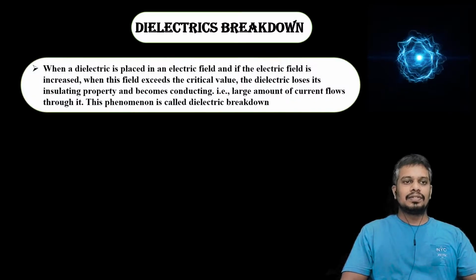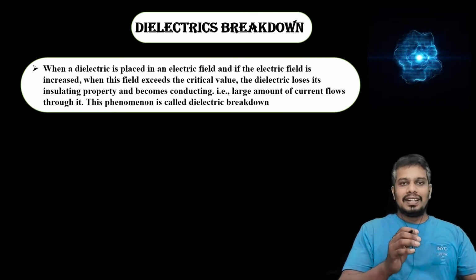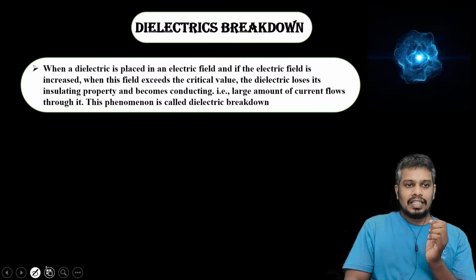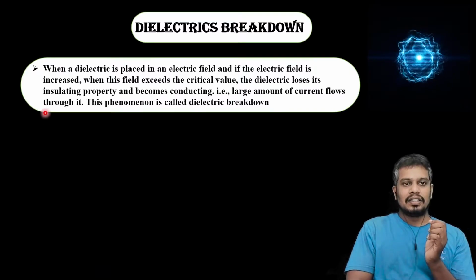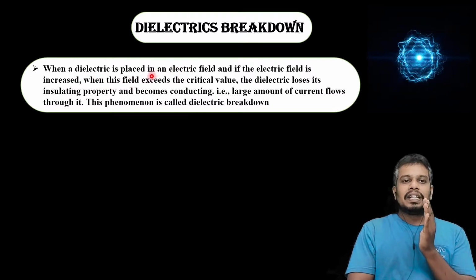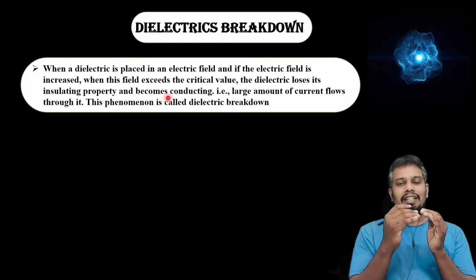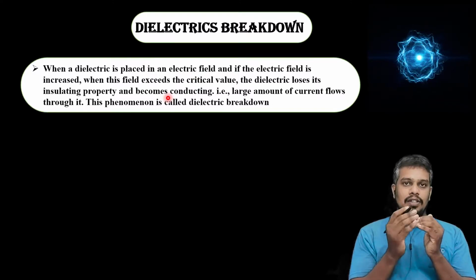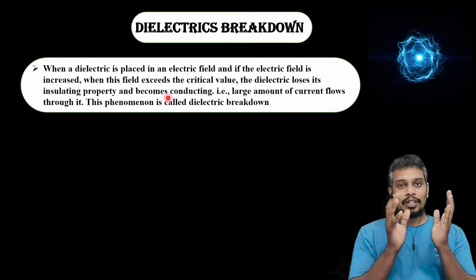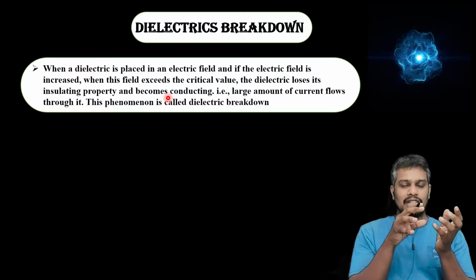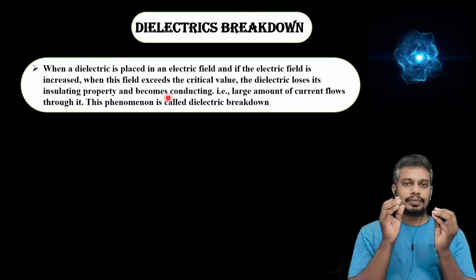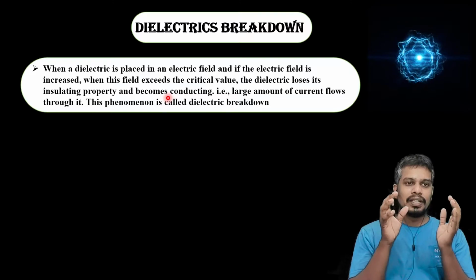The short definition of dielectric breakdown: when the dielectric material is placed in an external electric field, we have to increase the external electric field strength. If you increase it beyond some critical value, maybe nearly equal to the interatomic field strength, 10 to the power 8 volt per meter, we can approximately say, but that's not accurate. Suppose you increase it beyond some critical value, what will it do? The dielectric property it will lose.